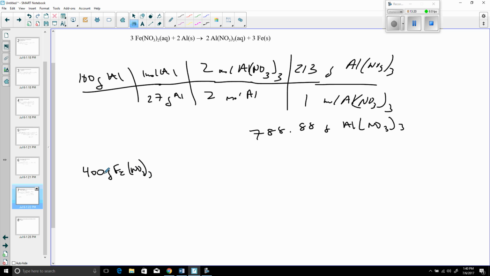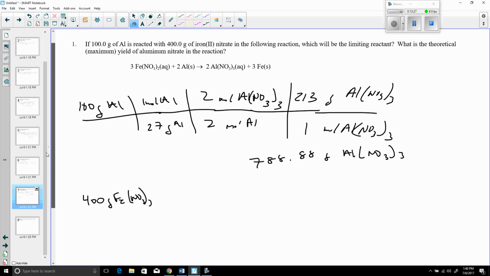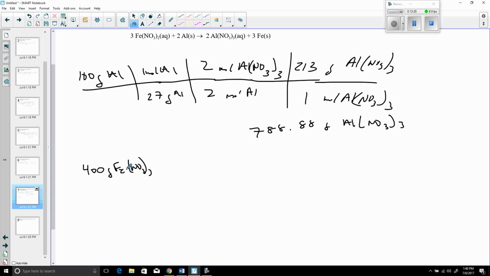We need to know, that's it, iron 2 nitrate or iron 3? Oh, it's iron 2 nitrate. I may have to get my molar mass changed on my paper here, so I'll make the adjustment on the fly.